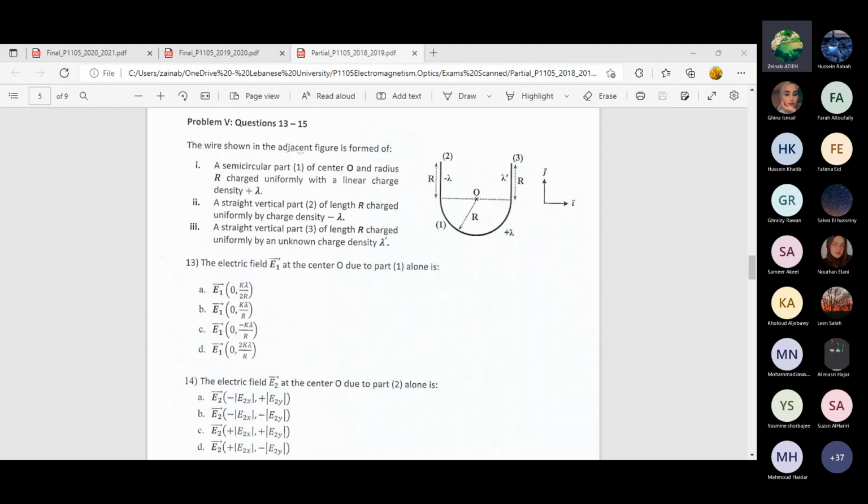We did an integration, integral k dq over r square, in order to calculate the electric field generated by a distribution of charge, and we have also learned how to calculate the electric field created by individual charges or by discrete charges. So before going to chapter 24, today I'm going to just allow you to see some examples from exams.